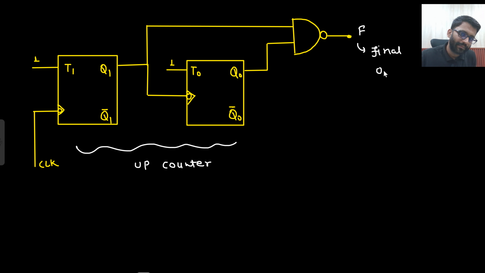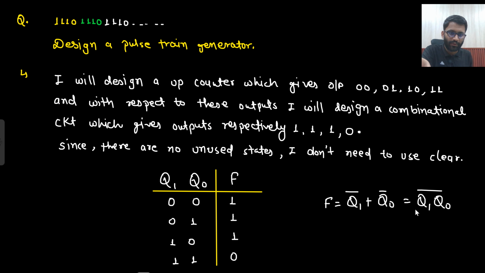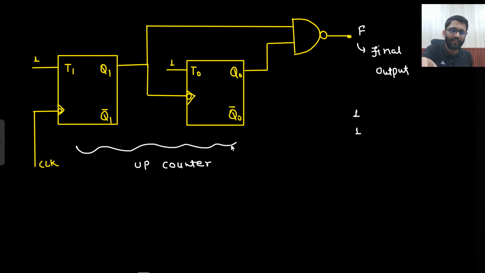And here I am collecting my final output. So what will happen? First 0 0 will come, output will be 1. Then 0 1 will come, output will be 1. Then 1 0 will come, output will be 1. And then 1 1 will come, output will be 0. Then again the cycle will keep on going.